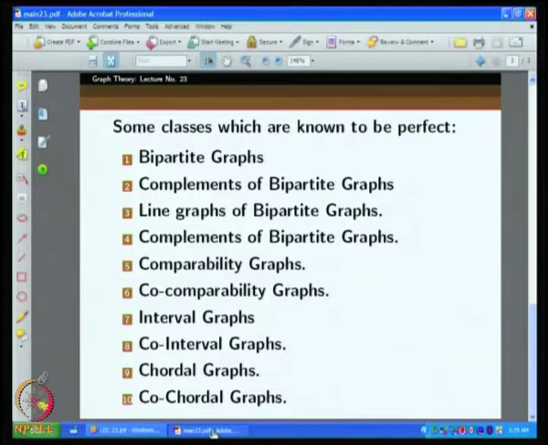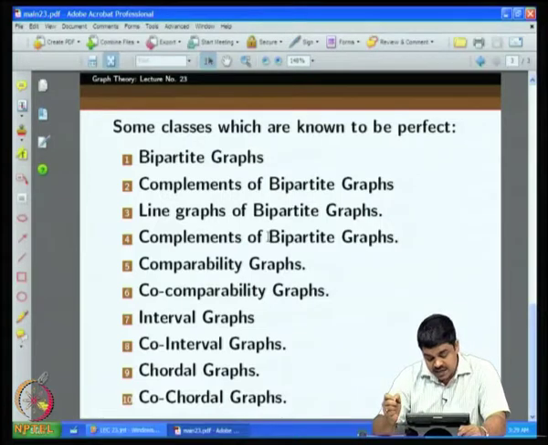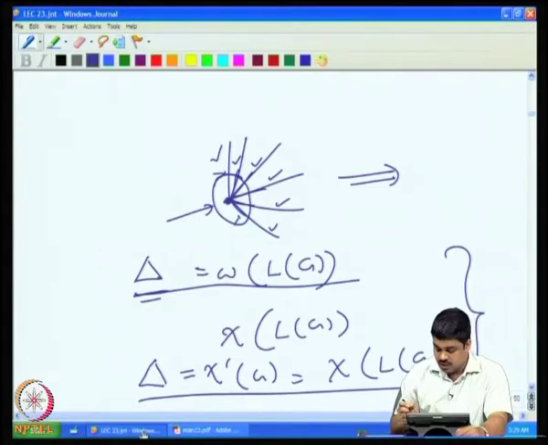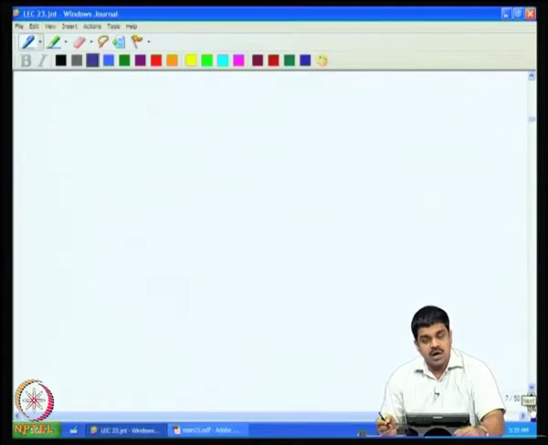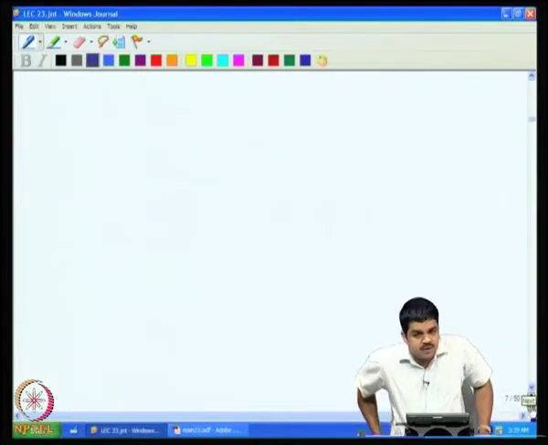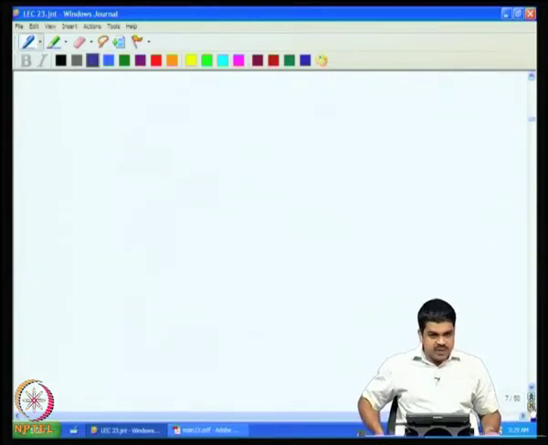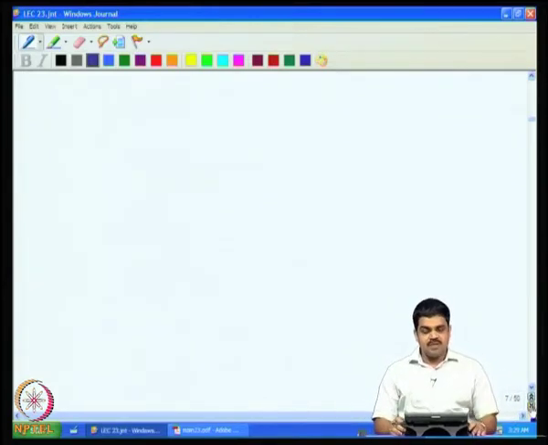Now, again we look at the complements of the line graphs of bipartite graphs. Are they also perfect? As usual, we can argue that you need not worry about induced subgraphs, because induced subgraphs themselves will be the complement of some line graph of a bipartite graph. So we will just show that if a graph is the complement of the line graph of a bipartite graph, then it satisfies the equality of chromatic number and clique number.